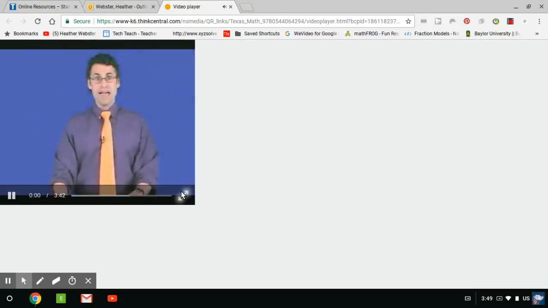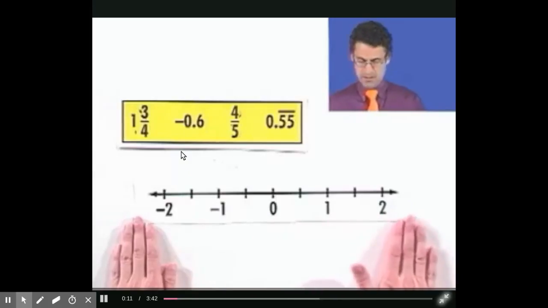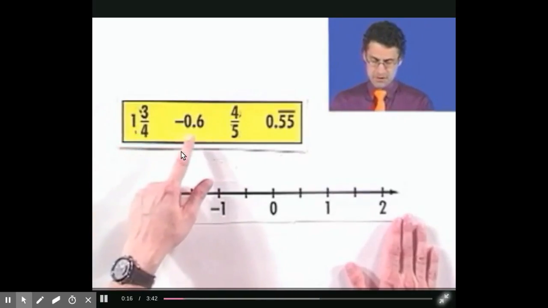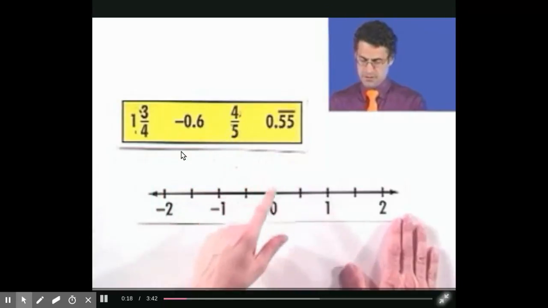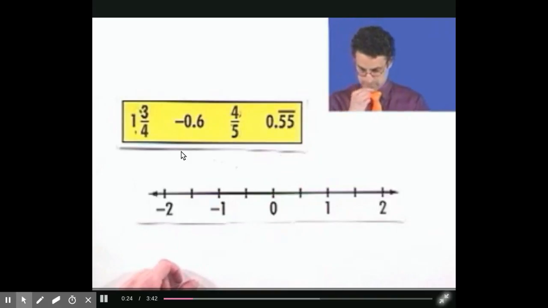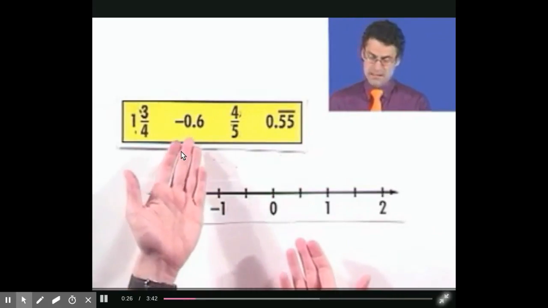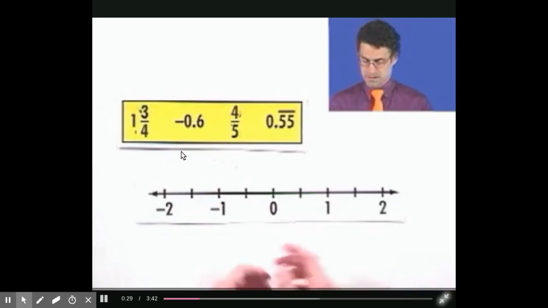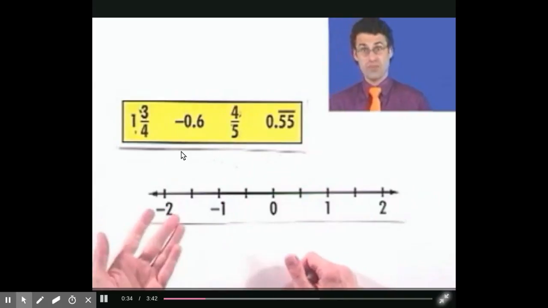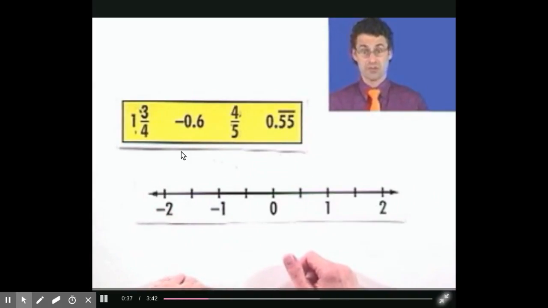Hey, let's put all these ideas together and see how we can actually order decimals and fractions together. One way of doing it is just to literally plot those points on a number line. So here's a bunch of numbers: 1 and 3/4, negative 0.6, 4/5, and 0.555 repeated, so 0.555555 and so forth. Plotting decimal numbers is really easy because this is the real number line. But with the fractions, it might be easier to first convert them to their analogous decimals. So let's do that first.